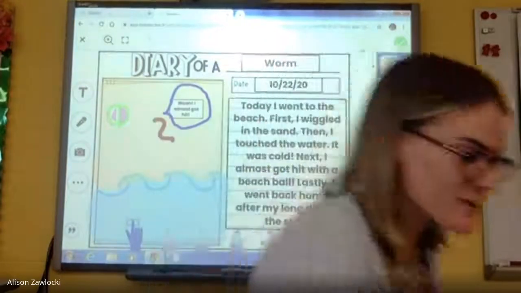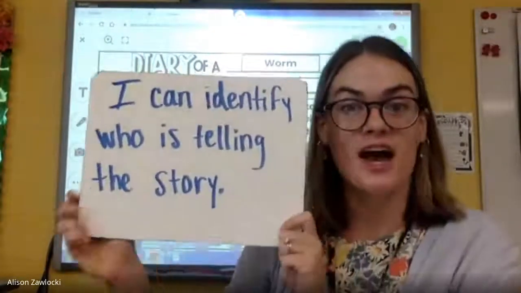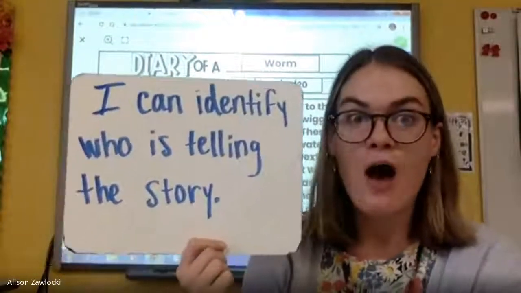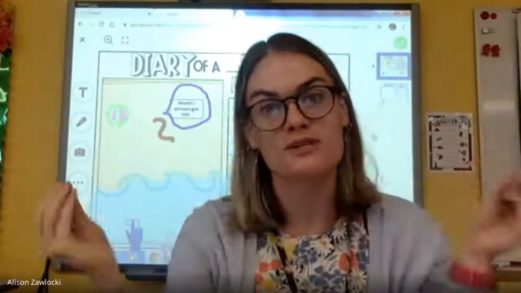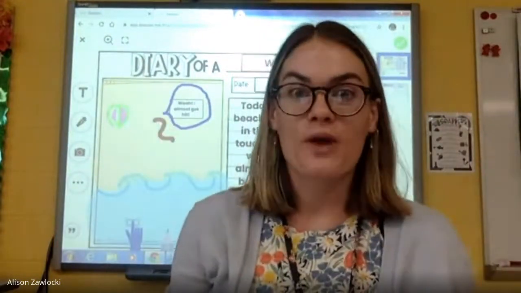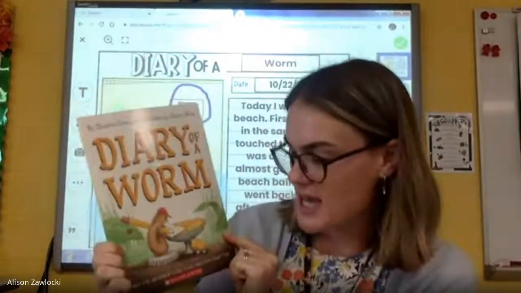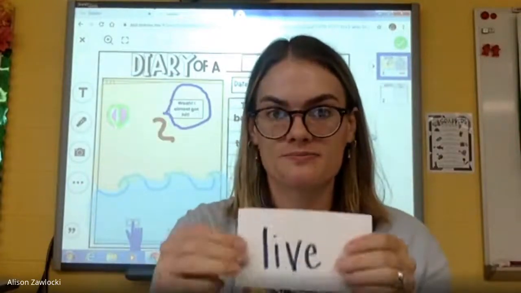Let's get started by reading our I can statement. I can identify who is telling the story. So we are going to be learning about how we can identify who is telling a story from their point of view or perspective. We are going to be reading Diary of a Worm today. But before we do that, let's go over our sight words.